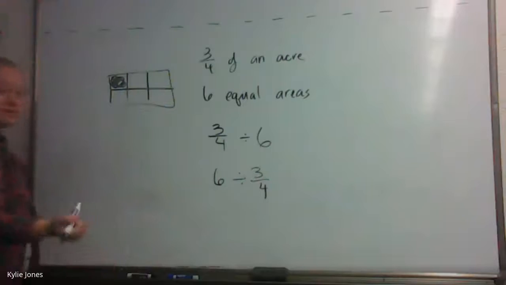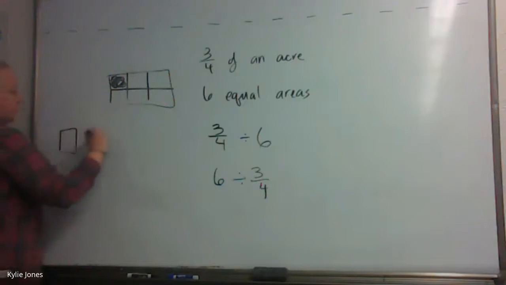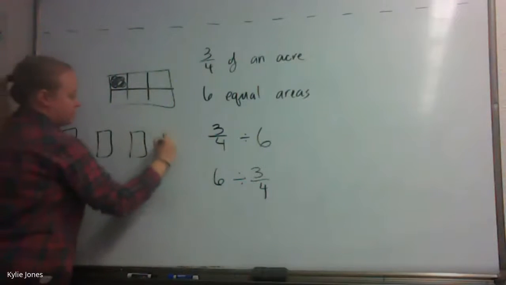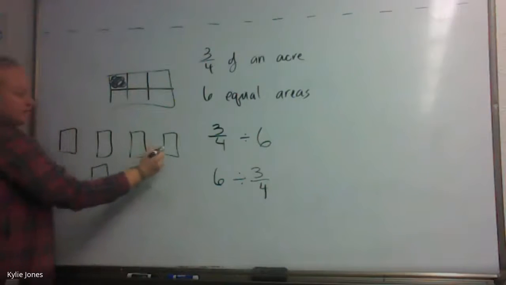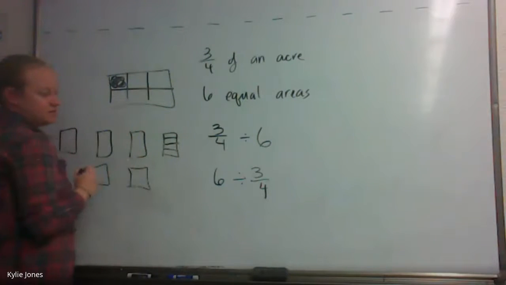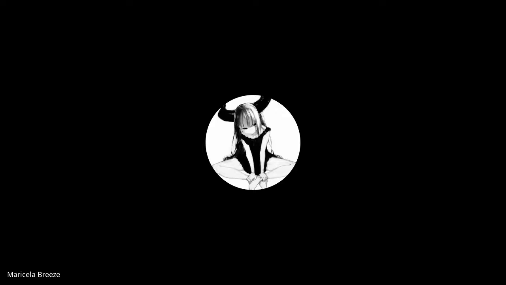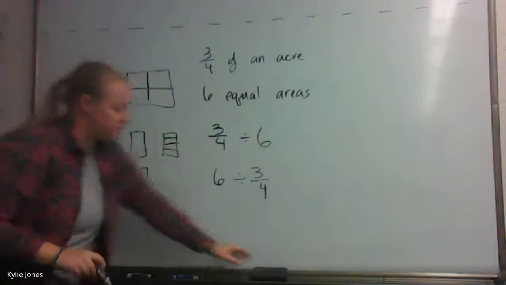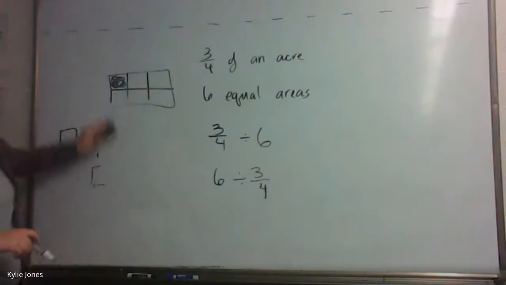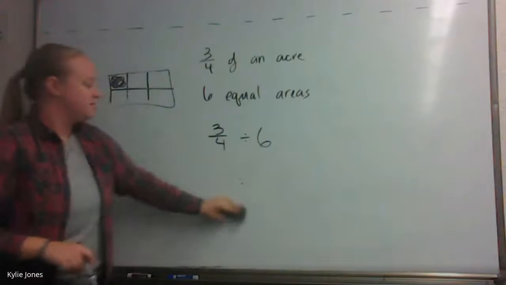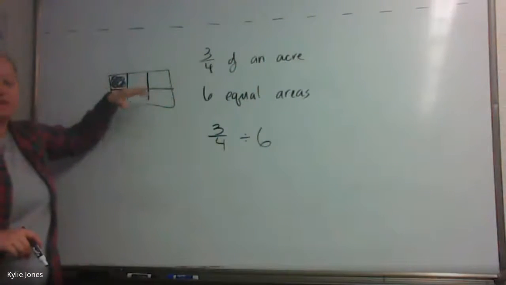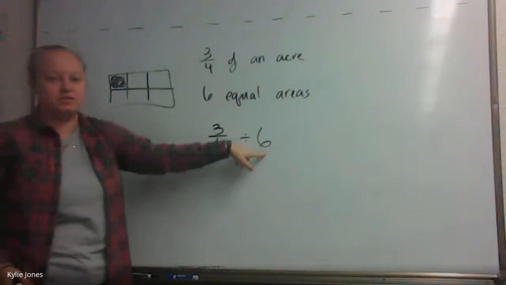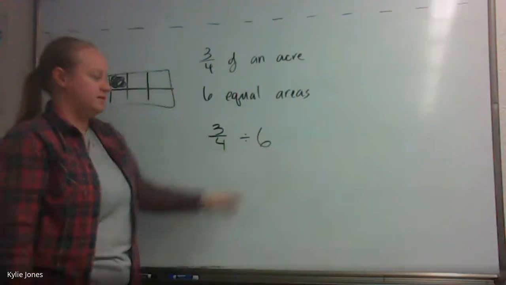6 divided by 3/4. Well, if we did 6 divided by 3/4, that would look like this. We'd have 6 boxes, and we'd split each of them into 3/4. So does that look like this? No. 3/4 divided by 6. Yeah, we're going to take the 3/4 up here and divide it by the number 6. So we're taking this area 3/4 and splitting it into 6 equal sections. So 3/4 divided by 6.